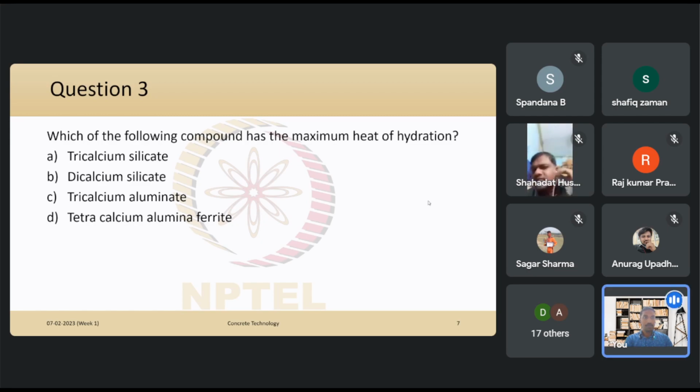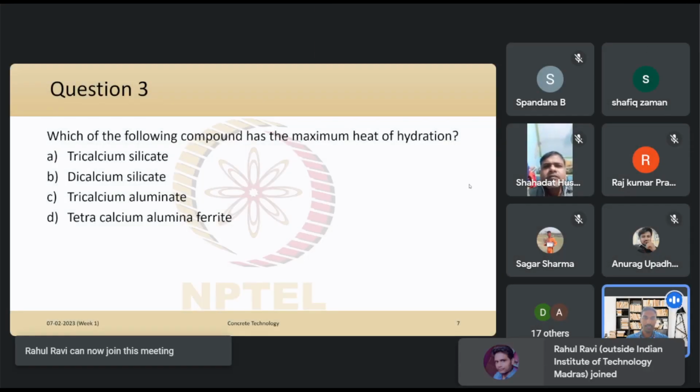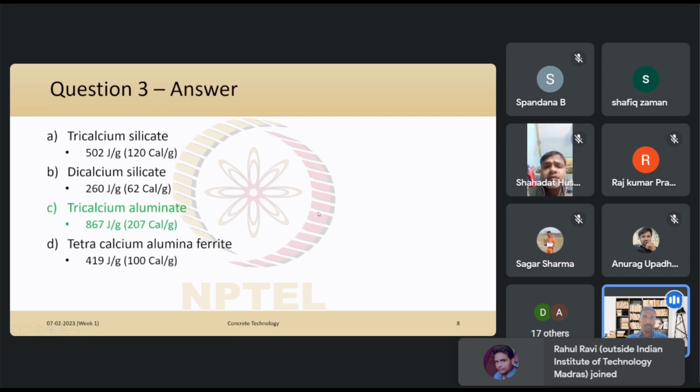All right, so we have a few answers in the poll. Most of you have opted for option C. There is an answer option A as well. So the right answer is option C, tricalcium aluminate.